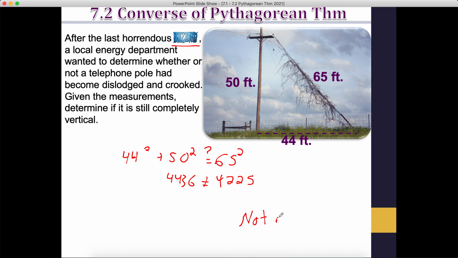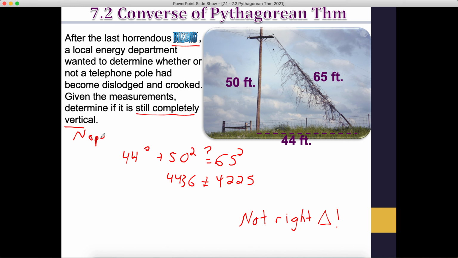Not right. And if it's not a right triangle, then that means that the pole is no longer vertical. Because we are assuming here that the ground is horizontal, or whatever, however close to it we can get. So no, this is not a right angle that we have here. This triangle is not right, and that means that it has been dislodged. So in terms of still being completely vertical, the answer is nope.